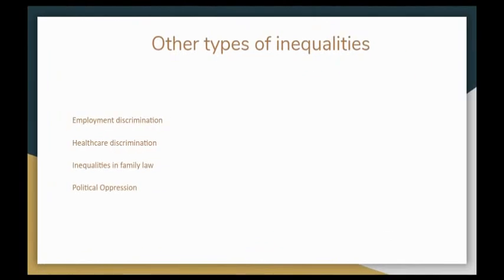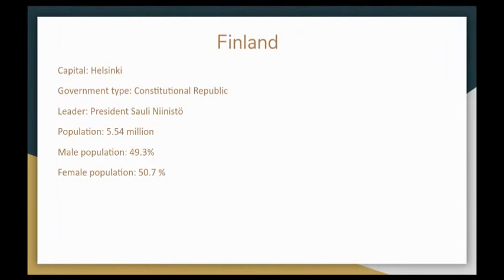Saudi Arabia faces other types of inequalities such as employment discrimination, healthcare discrimination, inequalities in family law, and political oppression. Finland is a constitutional republic with 5.54 million people, 50.7% of which are male, 49.3% are female, and it is a country with one of the lowest levels of inequality in the world.